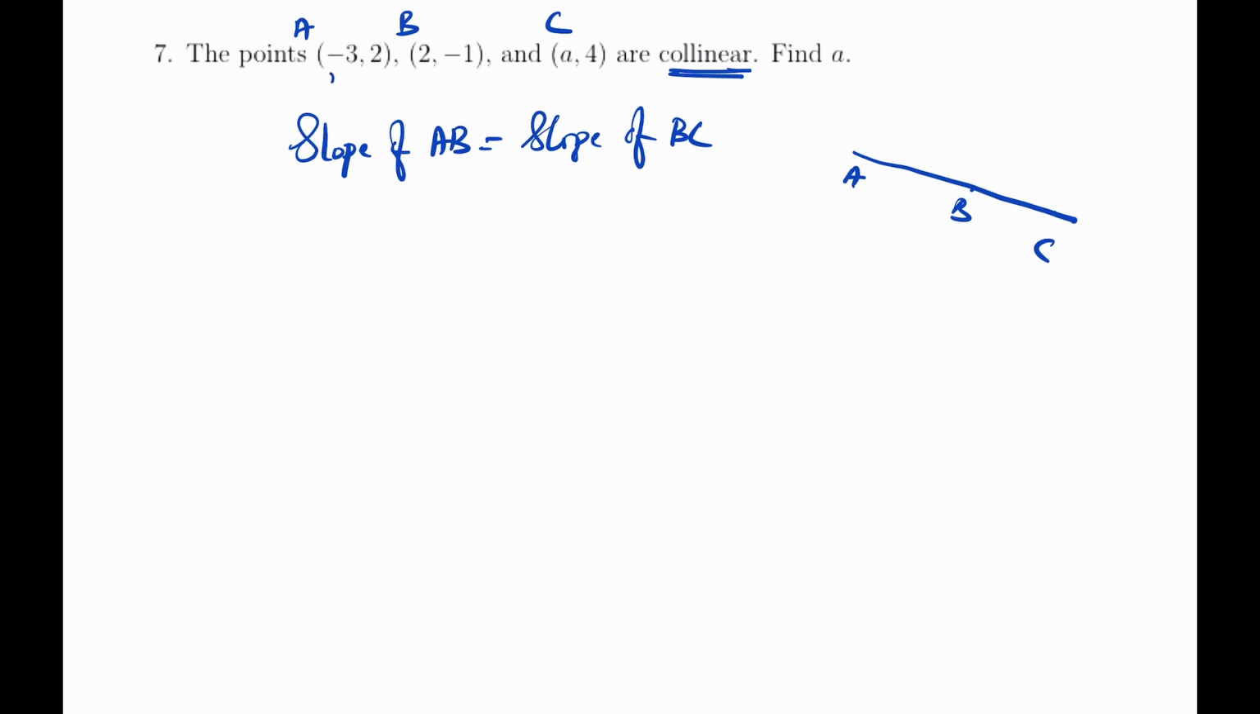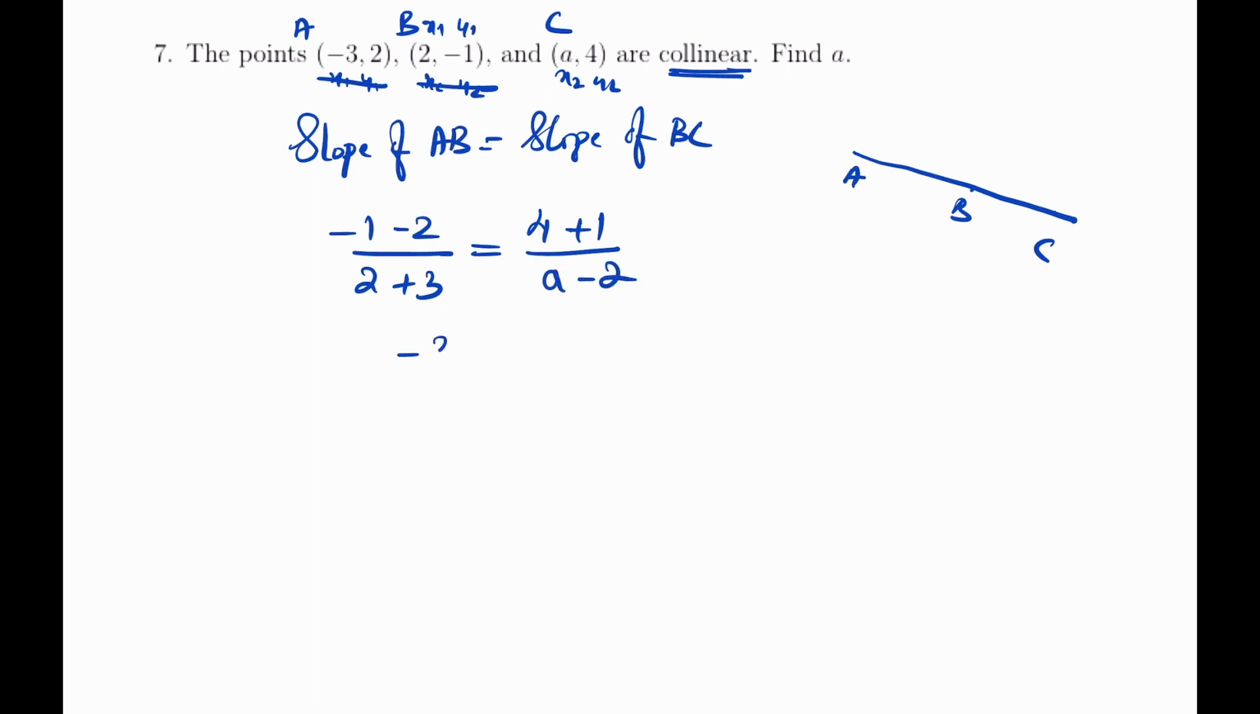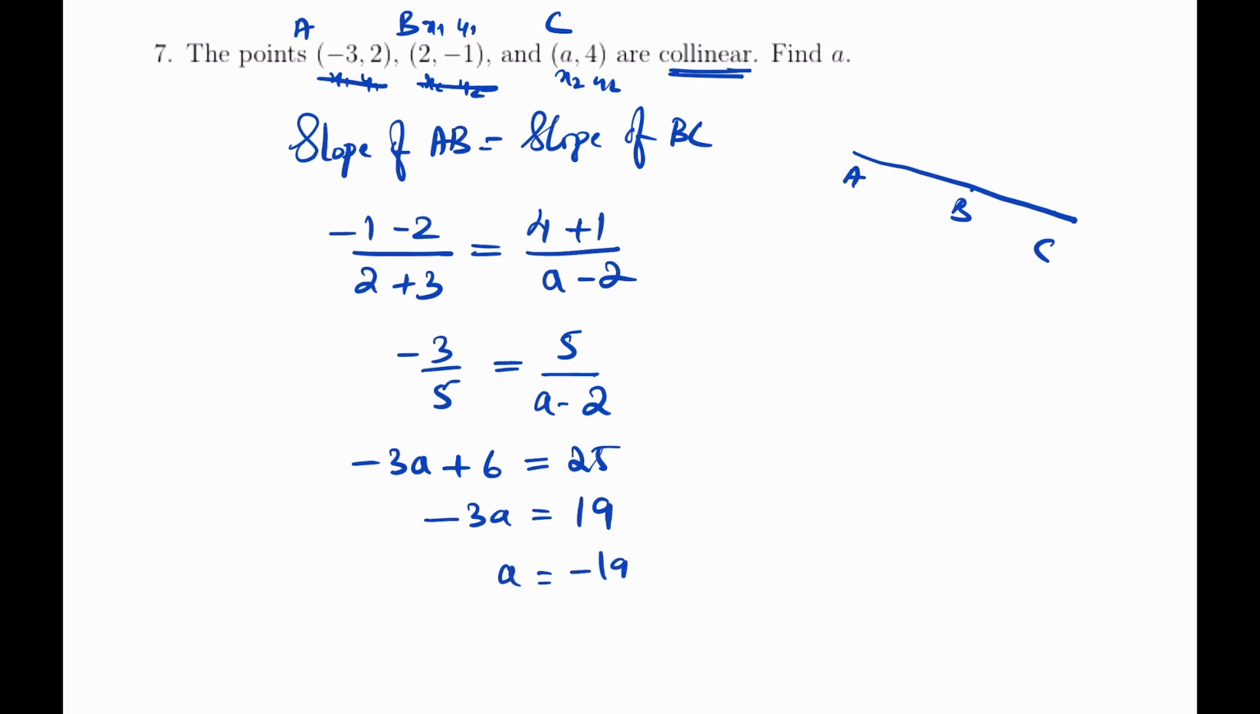So slope of AB, with x1, y1, x2, y2, in this case will become minus 1 minus 2 by 2 plus 3, which is equal to slope of BC. Again, for slope of BC, we'll take x1, y1, x2, y2. So in that case, 4 plus 1 by a minus 2. So minus 3 by 5 is equal to 5 by a minus 2. Let's cross multiply. So minus 3a plus 6 is equal to 25. So minus 3a is equal to 19. a is equal to minus 19 by 3.